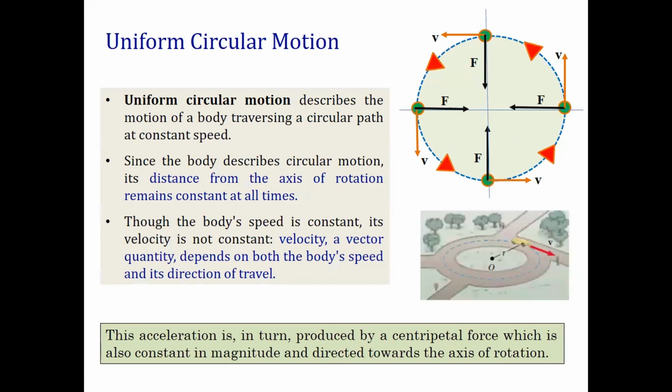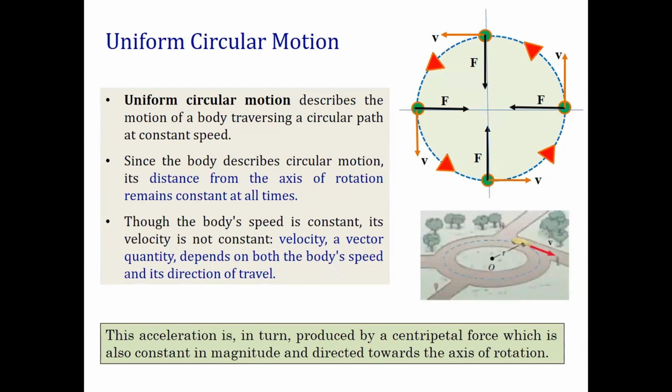Now let us talk about another important idea, which is uniform circular motion. A uniform circular motion describes the motion of a body which is traveling in a circular path at a constant speed. Since the body is describing a circular motion, its distance from the axis of rotation will remain constant, which is equal to the radius. Though the body's speed is constant, its velocity is not constant. Its velocity vector is changing all the time. And this velocity vector depends on the body's speed and its direction.